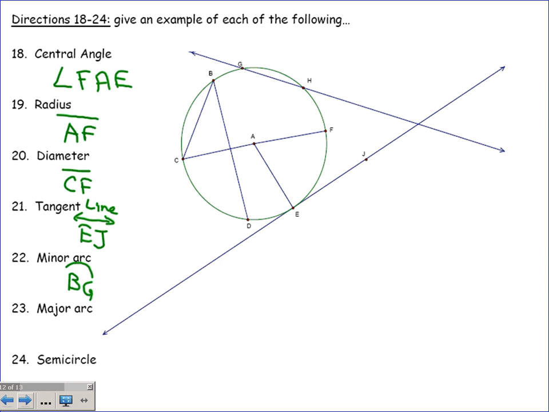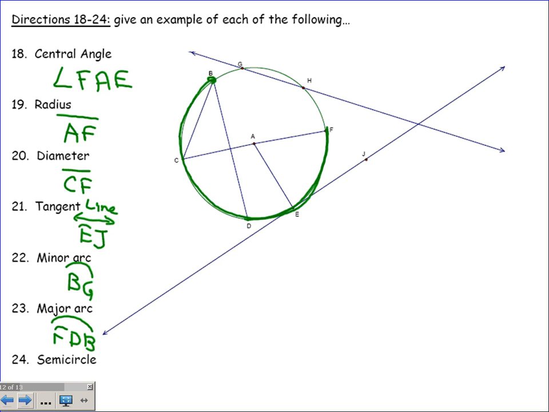Okay, major arc, remember you need 3 letters for any major arc as well as a semicircle. FED only goes from here to here. So what if we do FD and then end up over there? FDB. So it started here at F, it would go through D, and then we end up here. That is definitely a major arc.